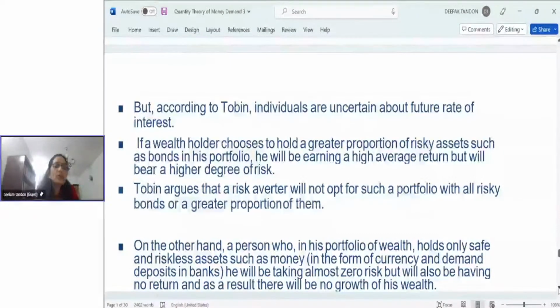So Tobin argues that a risk averter will not opt for such a portfolio with all risky bonds or a greater proportion of them. People act based on their risk appetite. That's why we say that the depth of the financial market matters a lot. Why do we say the depth of the financial market matters? Why are stock markets in India so volatile? Why are they so volatile?